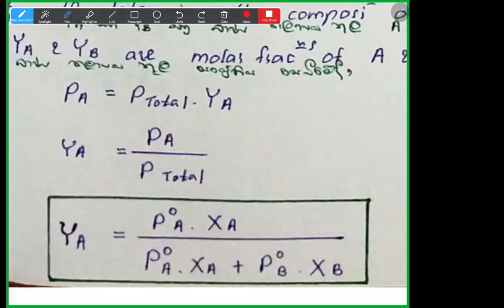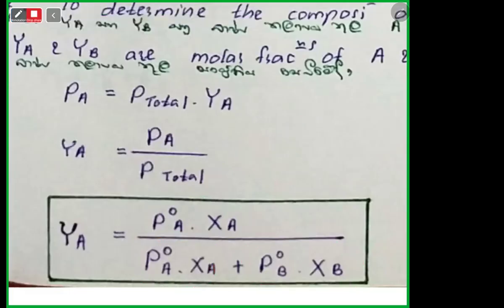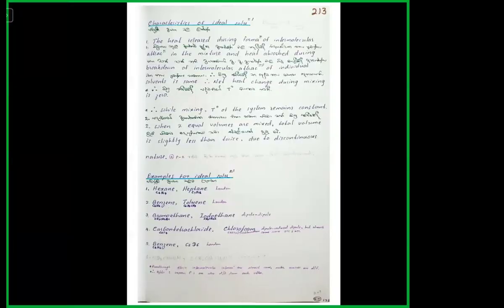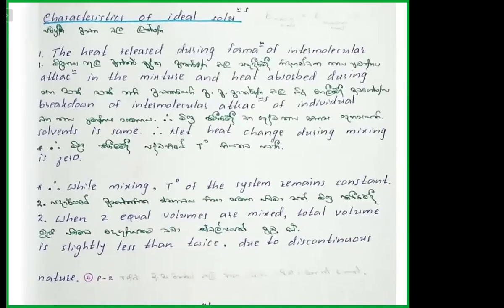What is the P total according to Dalton's law? According to Dalton's law, P total equals PA plus PB. But PA is P naught A XA, and PB is P naught B XB. How easy! Equilibrium is extremely easy if you concentrate well. It's harder if you don't have enough knowledge of this unit or if you are not concentrating enough.